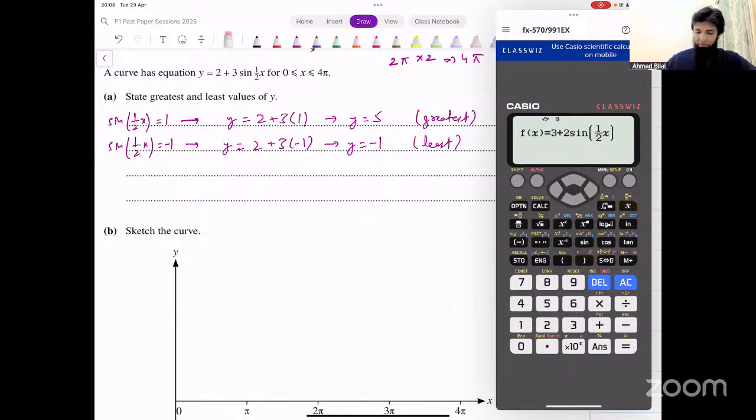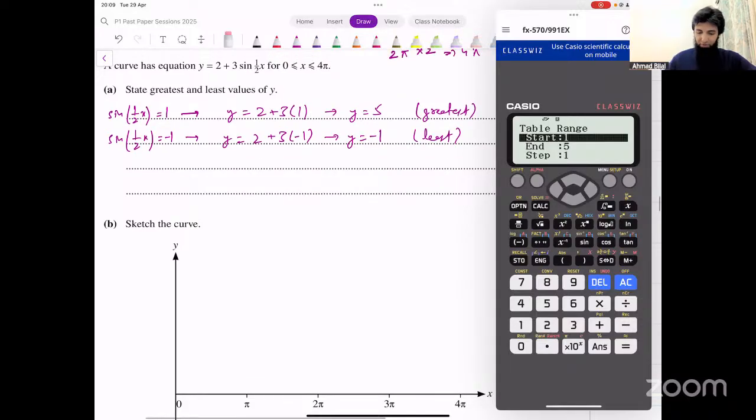That's the function. Okay, the other way around. This is 2 plus 3, 2 plus 3 sine of half x. That's the function. You input that here. Skip g because we only have one function here.